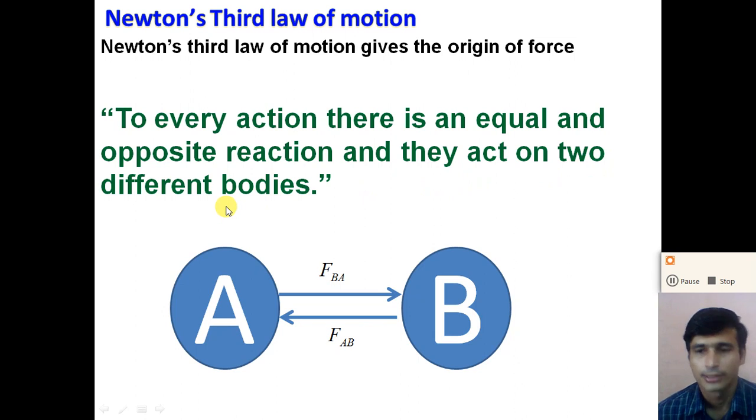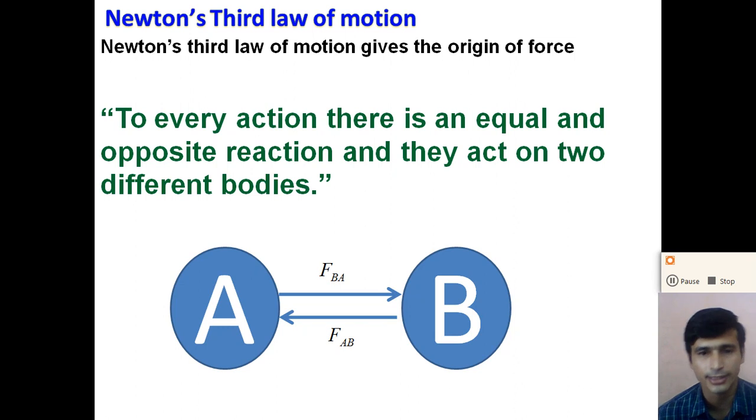So dear student, what is Newton's third law of motion? Newton's third law of motion is: to every action there is an equal and opposite reaction. Action and reaction are always equal and opposite, and they act on two different bodies. This statement is known as Newton's third law of motion. You can write it like this also: action and reaction are always equal and in opposite directions, right? So here the action and the reaction are two different forces acting on the objects.